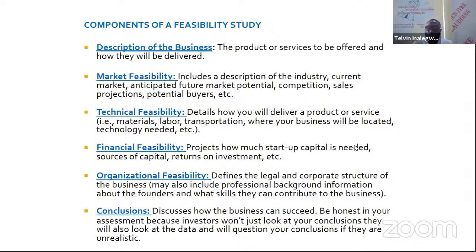Two, what is the relevance and importance of a feasibility plan? Three, from this lesson, which aspect of the feasibility plan can you prepare? You have your financial analysis, your technical analysis, your description of business, your market analysis. Which one can you prepare? Then four, for which aspect would you require help of others?